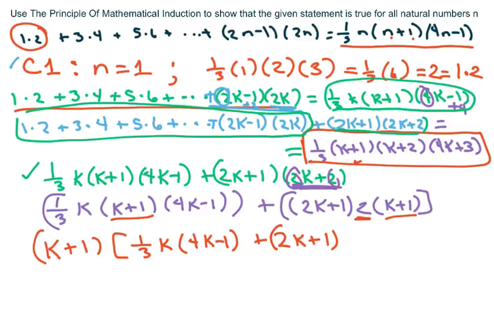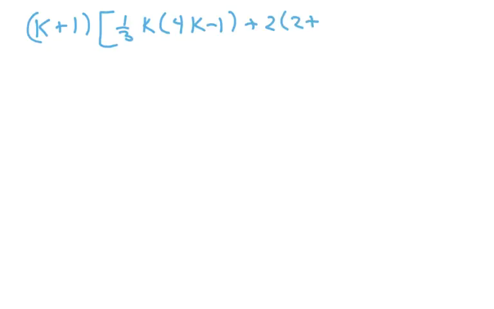What I'm going to do is move it in front. I just want to put it in front so it's plus 2. So basically we pulled these two out in front. All right, and I'm going to write it down on the next slide so we have more room. So let me write it again. You're going to have k plus 1 times 1/3 times k times 4k minus 1 plus 2 times 2k plus 1.